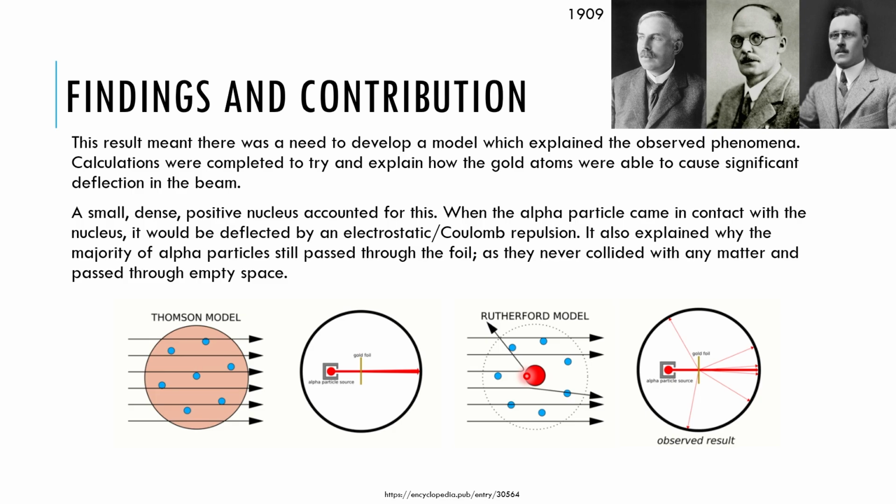The majority of particles were able to pass through the foil because they never came into contact with any particle at all, simply because the atom was mostly empty space. Some particles experience a minor deflection as they pass closely to the nucleus itself, and therefore were deflected along the way. However, others were deflected more than 90 degrees. And this is because the path of the alpha particle was directly in line with one of the gold nuclei, meaning that it had nowhere to go. This repulsion was therefore also strong enough to completely deflect it and knock it back.